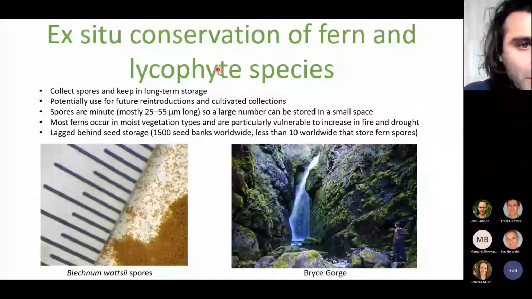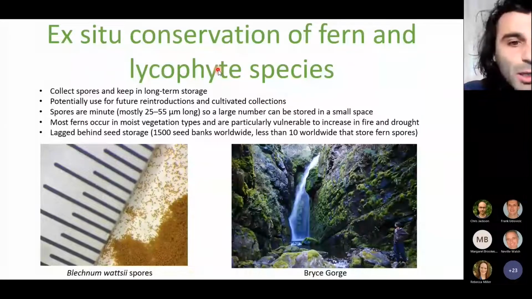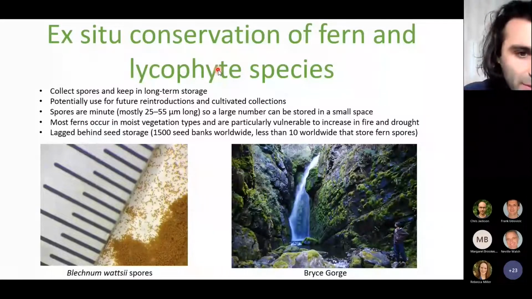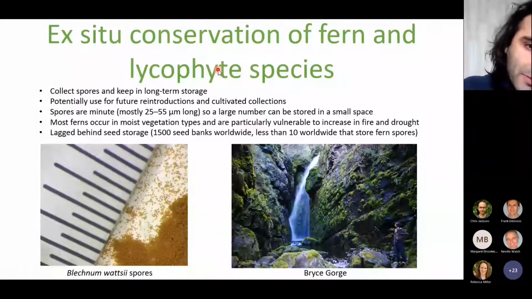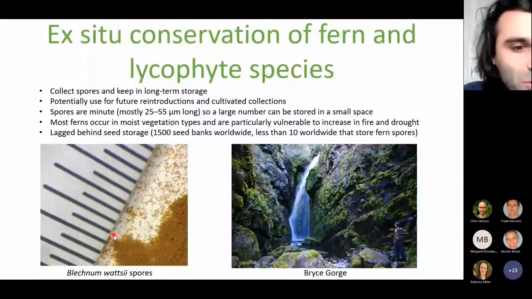Spores are absolutely minute. Mostly they're around 25 to 55 micrometers long. To give you an idea of what size that is, I've got a photo in the lower left that shows all those dots, which are Blechnum wattsii spores. Next to those spores is a ruler for measurement, just to give you a bit of perspective. Each one of those intervals is a 1 millimeter interval. So as you can see, there's lots and lots of spores that can fit within 1 millimeter. 1 millimeter square could potentially have 100, if not 1,000 spores in it.